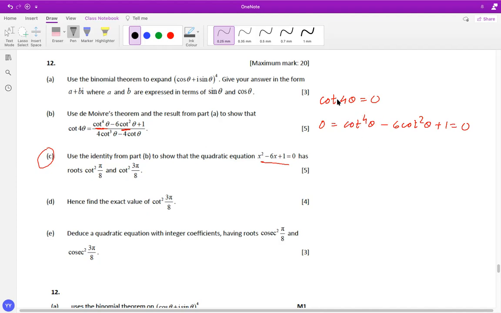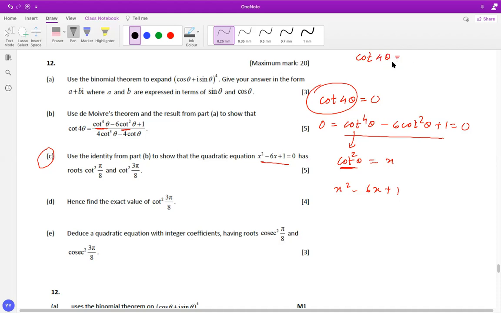And so what happened is that cot square theta is nothing but x. So it's like x squared minus 6x plus 1. If I solve the equation cot 4 theta equals 0, what are the answers you get? The cot square theta will be the root of that equation as well. So we find out where cot 4 theta is 0.